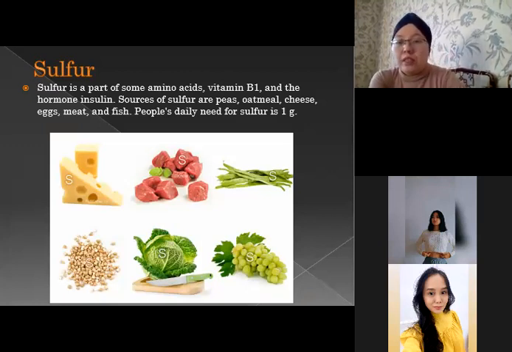Next is sulfur. It's a part of the amino acids, so you know that the differences as a content of the carbohydrates, fats, and the proteins. So the main group of the sulfur and nitrogen. То есть вы помните, да, что по составу макронутриенты отличались именно вот протеин, да, именно белки отличались тем, что содержит серу и nitrogen, азот.